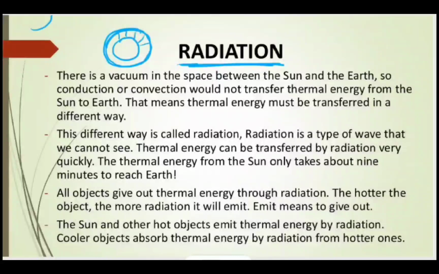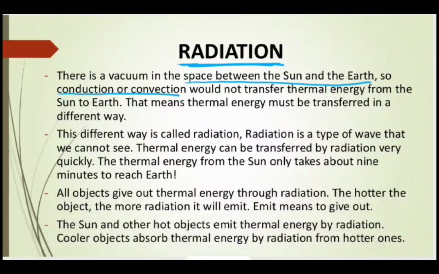So if this is the atmospheric layer which has air particles, this area is only vacuum. It's the sun's heat radiations that can pass through the vacuum and enter our atmosphere. So through radiation also heat can be transferred. There is a vacuum in space between the sun and the earth. So conduction or convection would not transfer the thermal energy from the sun to the earth. That means thermal energy must be transferred in a different way, children. Correct or no? Okay, this different way is called radiation.